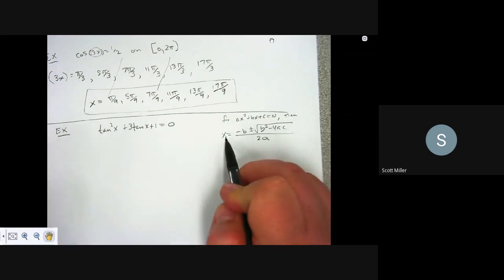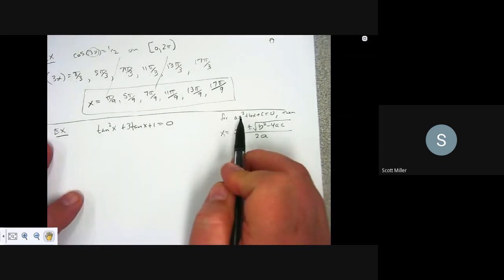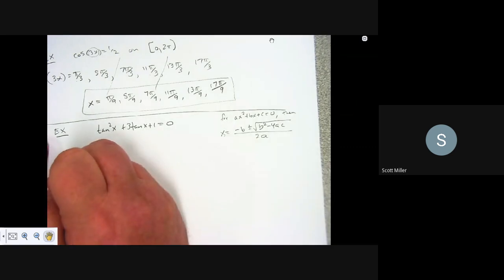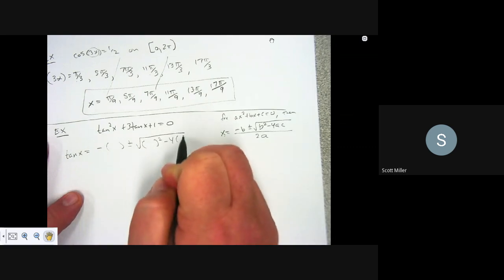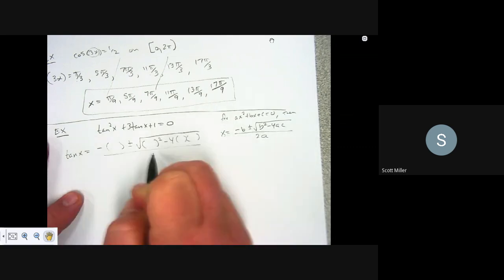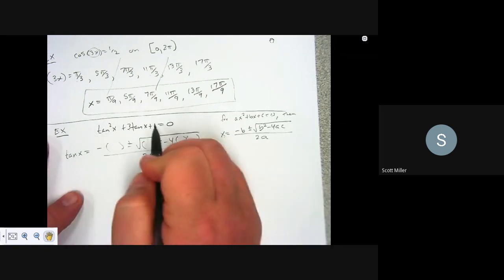Well, that's why we have an x equals out here. But I don't have an x equals out here. My x is the tangent of x. So when I use the quadratic formula, you need to keep in mind that it's not x equals, it's the tangent of x equals because the function is tangent here. And it'll be negative b plus or minus the square root of b squared minus 4ac all over 2a, and then plug in the numbers. So the coefficients in front of these things. So a is a 1, b is a 3, c is a 1.